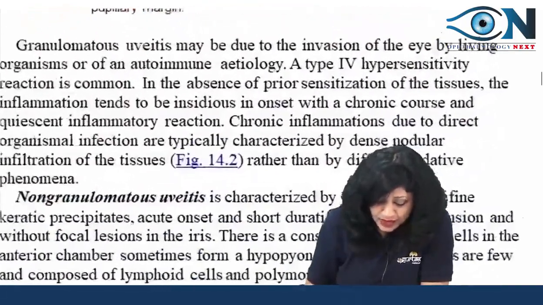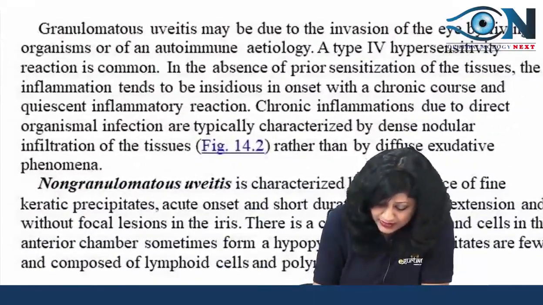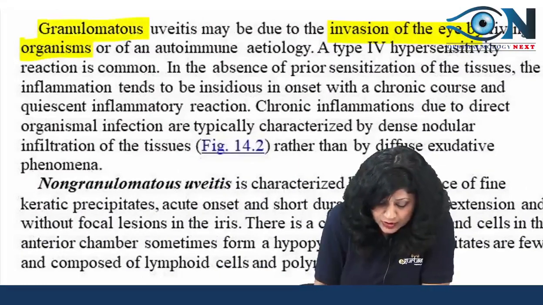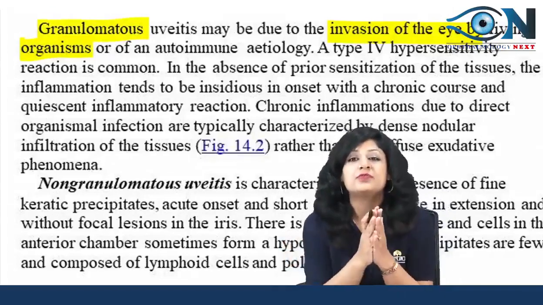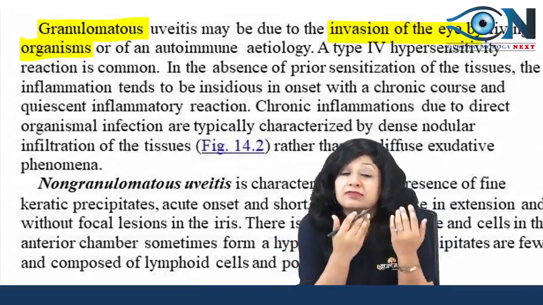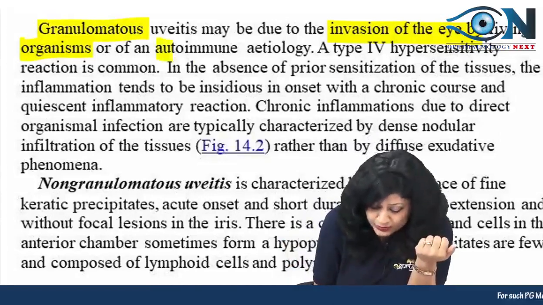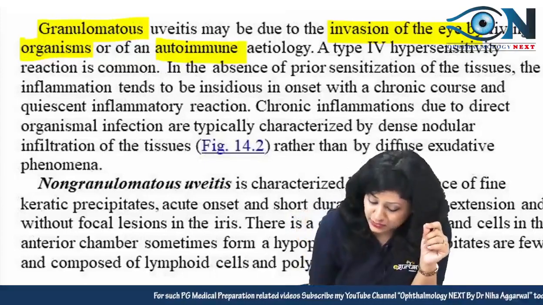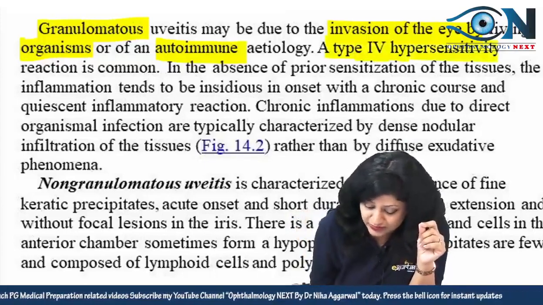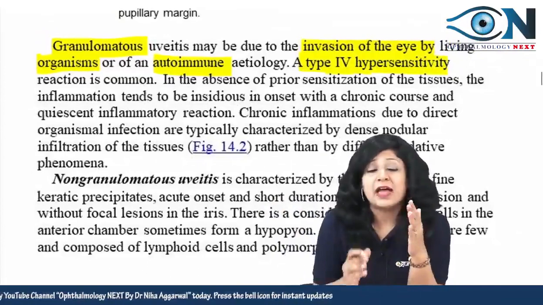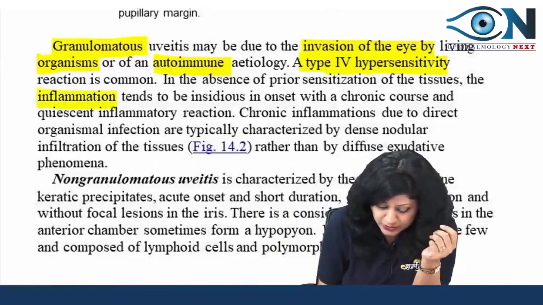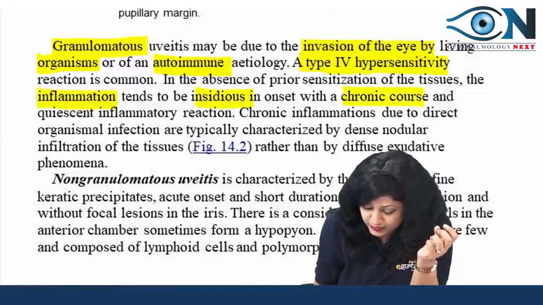Now, when I talk about granulomatous uveitis, it is due to the invasion of the eye by a living organism. Whenever I am thinking about granulomatous uveitis, either it could be invasion by the living organism itself, or it could be an autoimmune etiology. What type of hypersensitivity reaction? It is type 4 hypersensitivity reaction, that is very common. Now, if there is absence of prior sensitization of the tissues, then this inflammation will be insidious in onset with a chronic course, and there will be a quiescent inflammatory reaction.